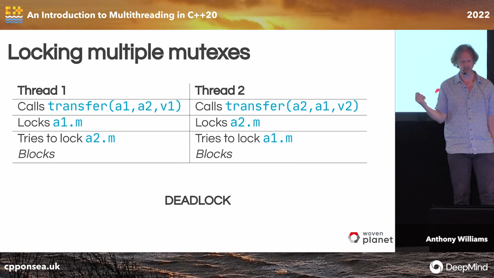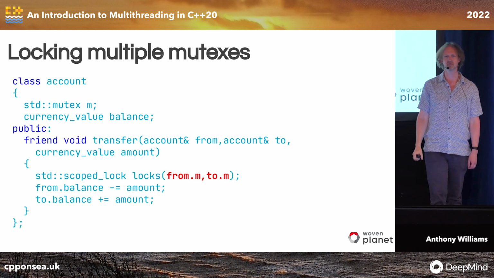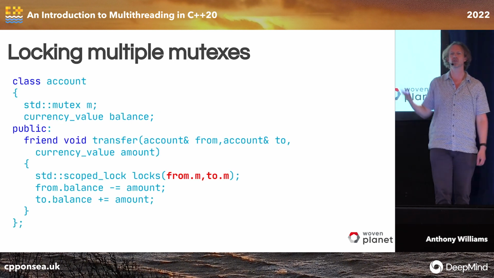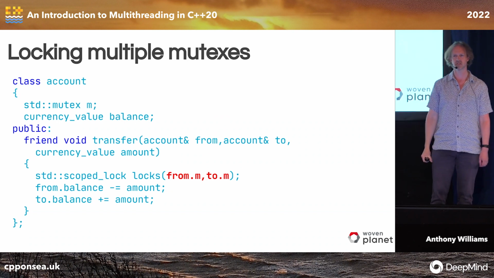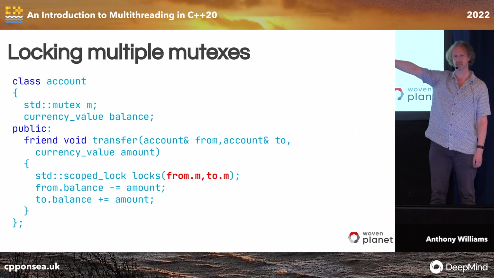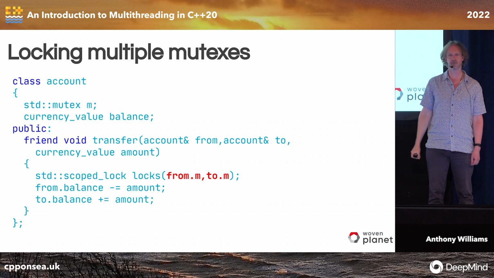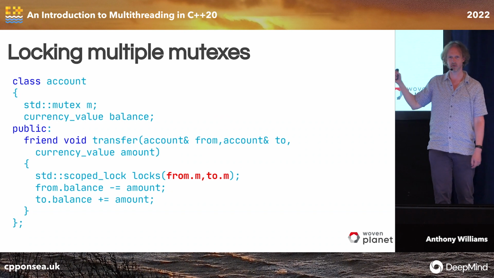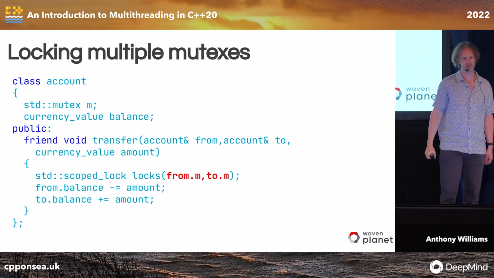So don't do that. Instead, just pass both mutexes to your scope lock and say, I want to lock these 2 mutexes. And the scope lock will take care of it for you. You don't need to worry about what order you pass them. It will sort it out. It will avoid deadlock. Do this if you really, really need to lock multiple mutexes.